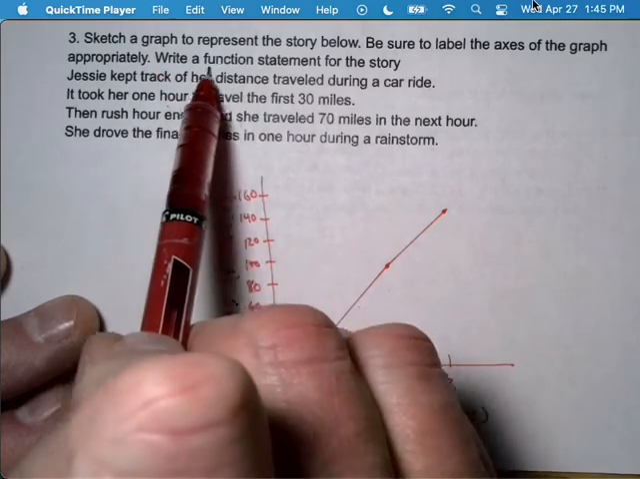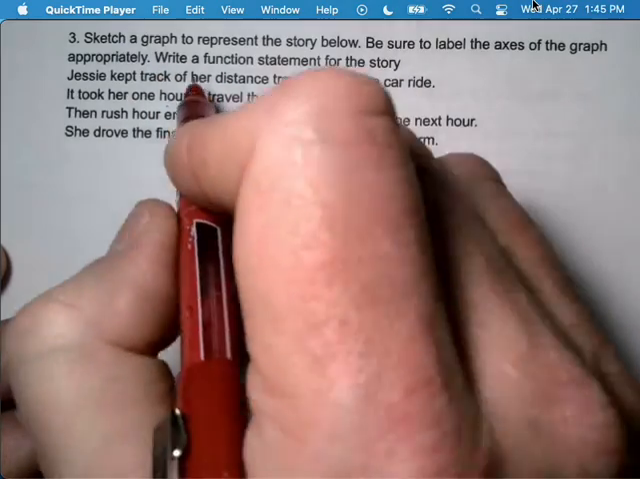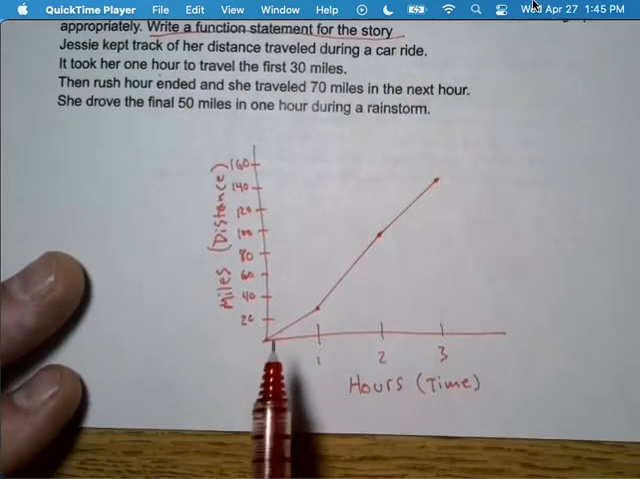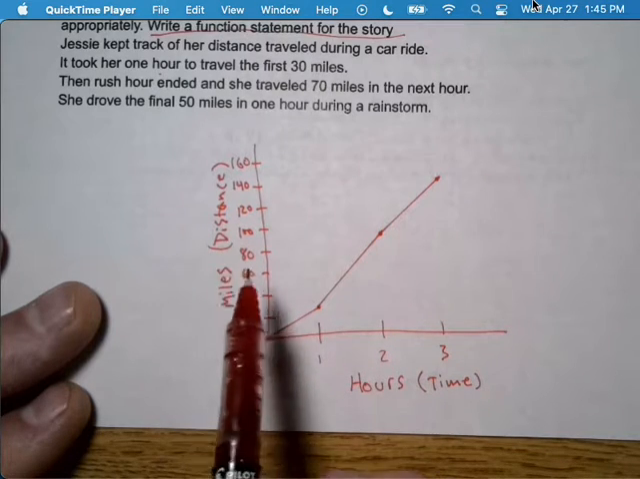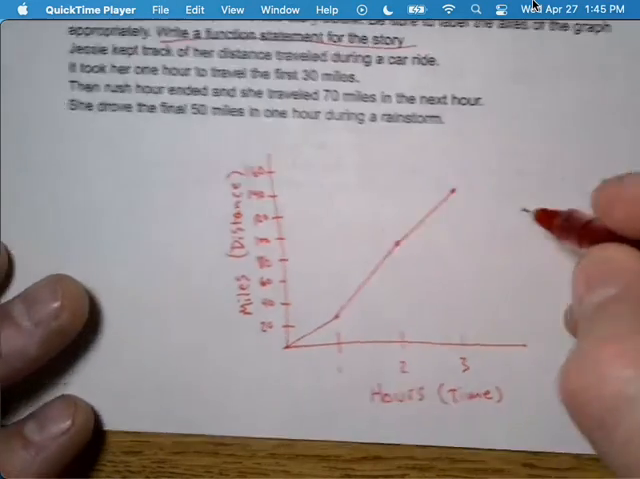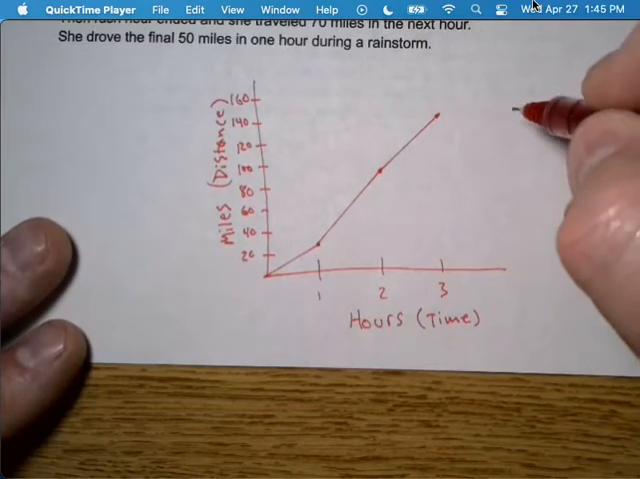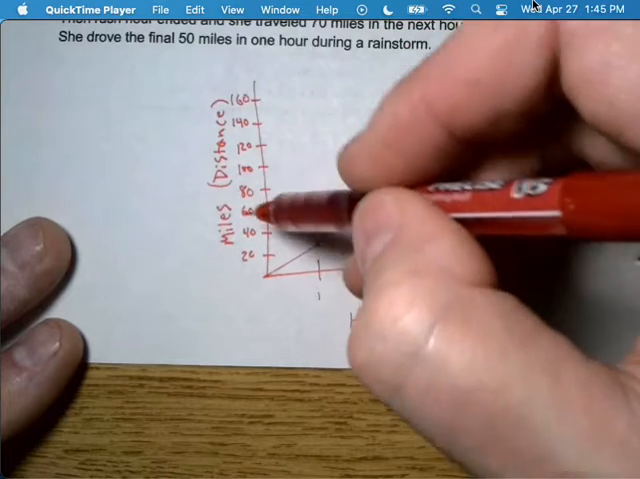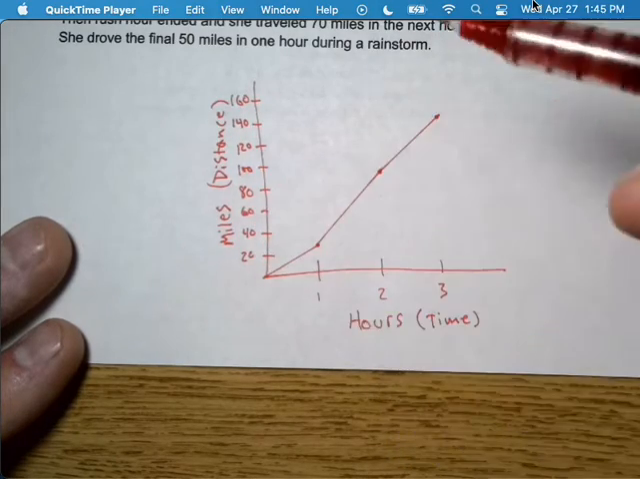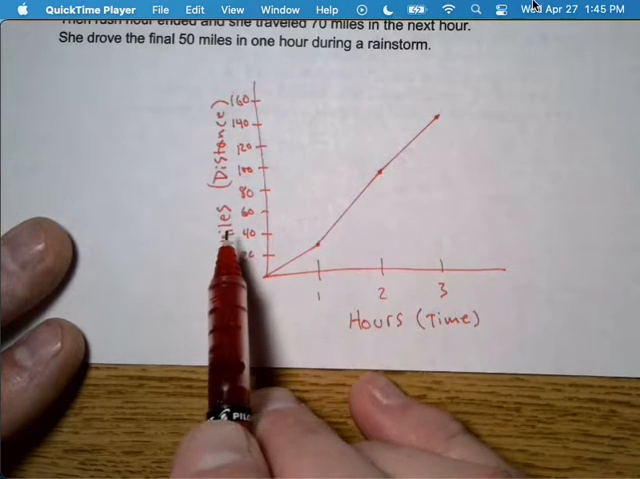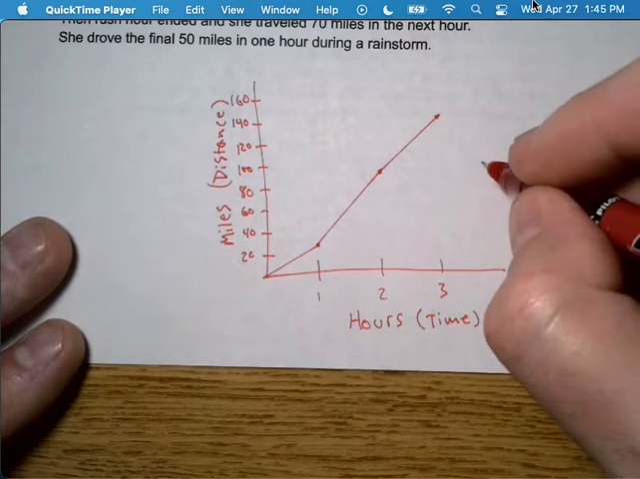So we can write a function rule. We can write, or not a function rule, but a function statement. So do you remember function statements? That's back from the first part of the unit. Anybody remember how to make a function statement? It's real simple. Output is a function of input. Y is dependent and x is independent, but what's on our y-axis? What's our output? Our output is miles. So output, miles, are a function of hours.